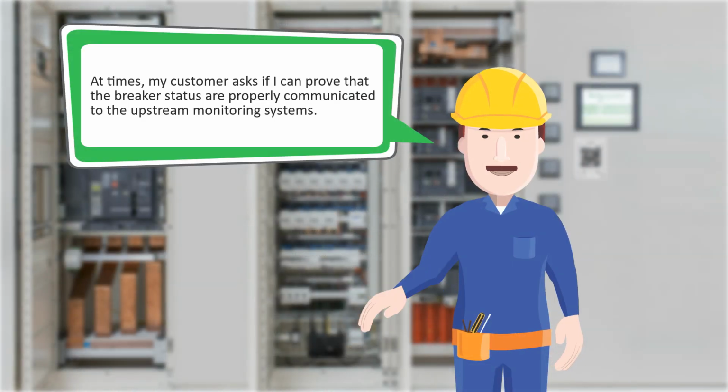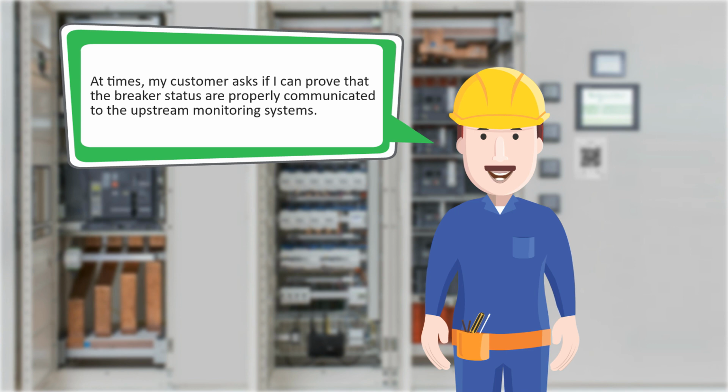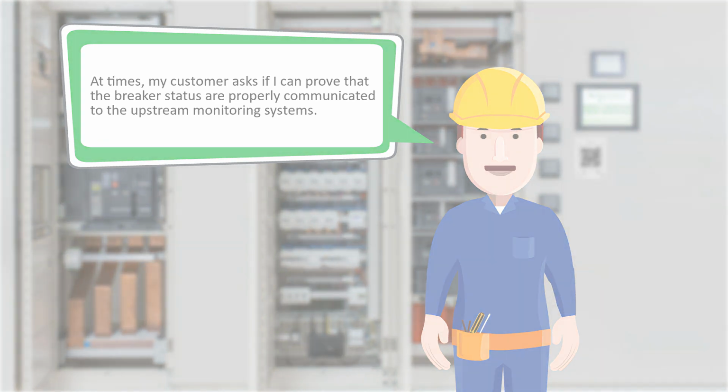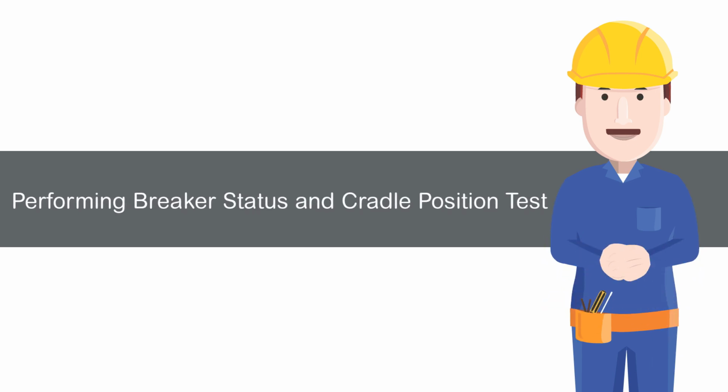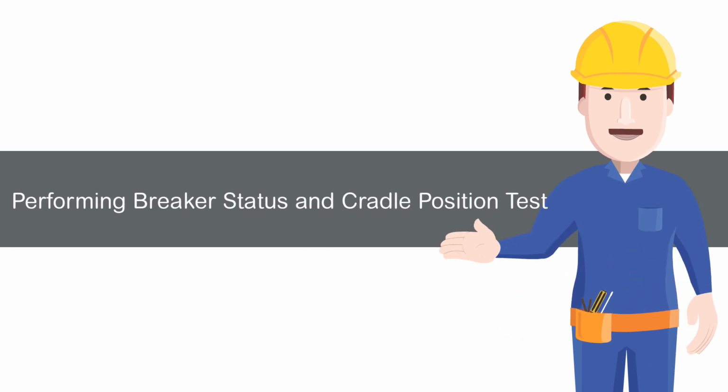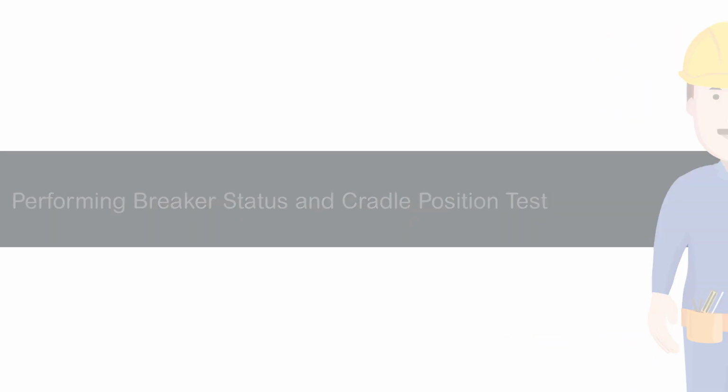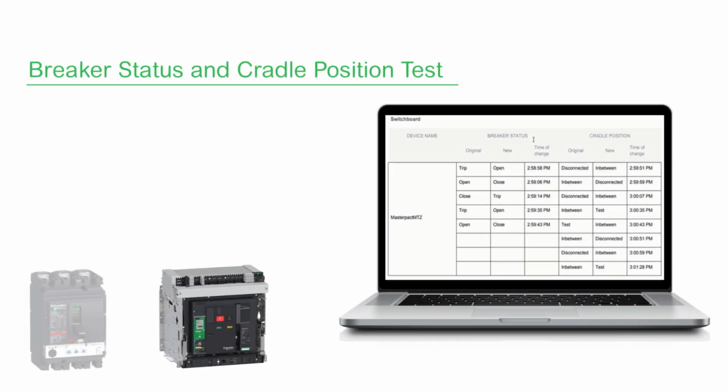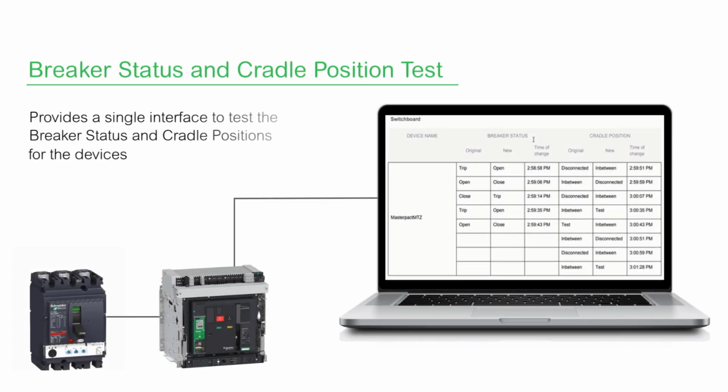At times, my customer asks if I can prove that the breaker statuses are properly communicated to the upstream monitoring systems. To prove this, I need to launch the breaker status and cradle position test. The breaker status and cradle position test feature provides a single interface to test the breaker status and cradle positions for the devices in the commissioning software.